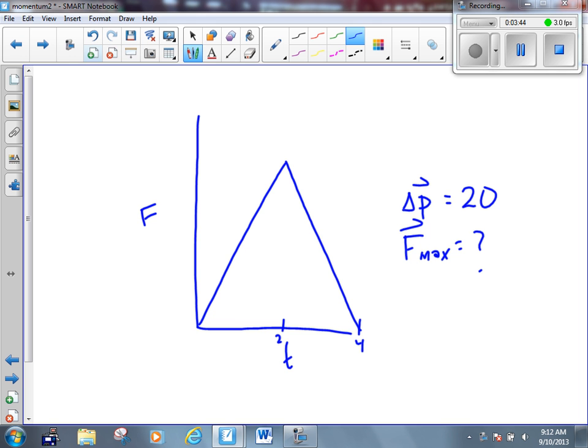Area equals impulse, right? Take a couple seconds here and see if you can figure this out, remembering that area equals impulse. Just because you're asked for something different than what we're usually asked for doesn't mean the strategy changes. We still got to think area equals impulse right away. So take a couple seconds, keep that in mind, and see what you can do to find the maximum value of the force in this problem here.